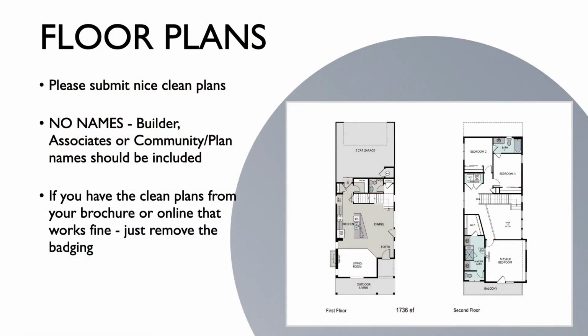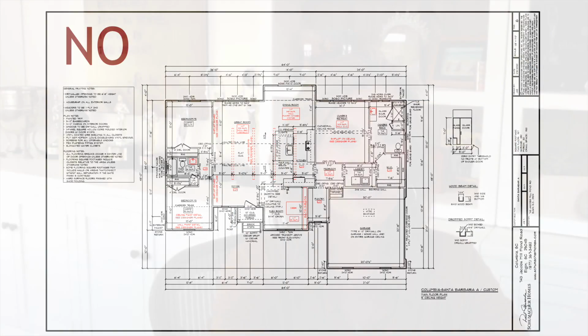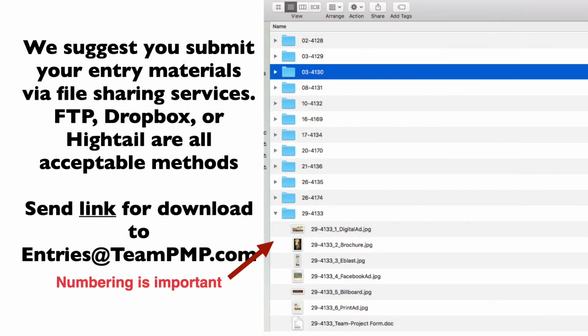Floor plans should be saved as high-resolution PDFs. Clean, nice floor plans with your website or marketing are fine. If you have marketing plans of furniture placement, they are much appreciated. Now, important. Each of these files should be named with a category number, entry number, and sequence number or description.